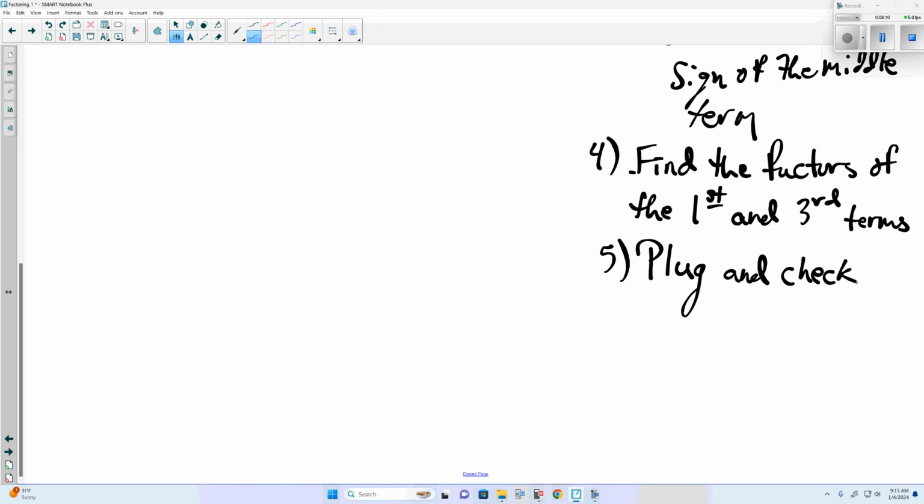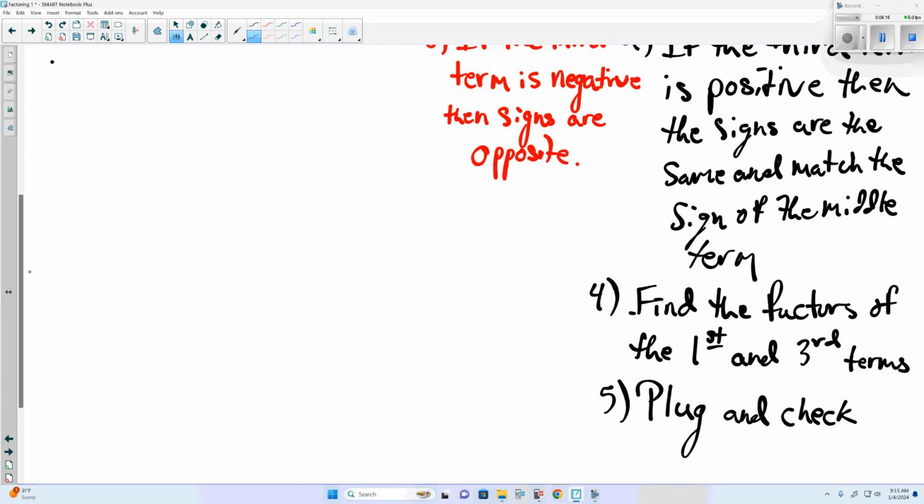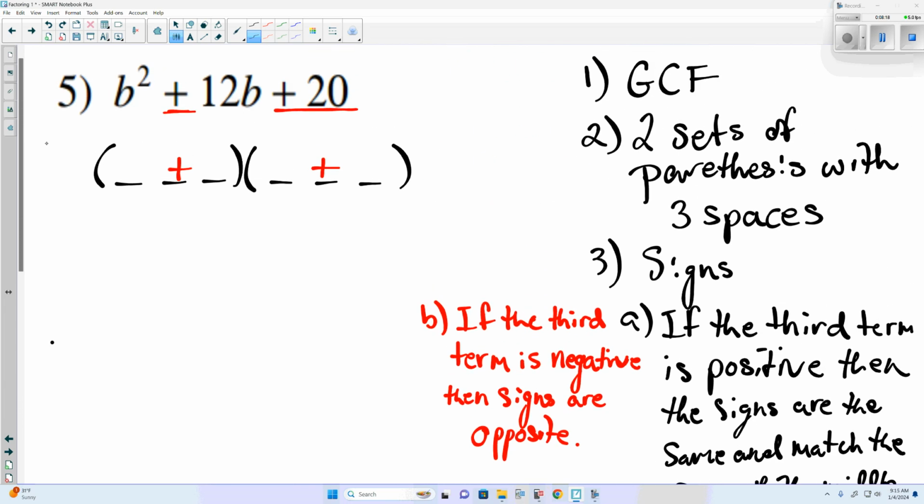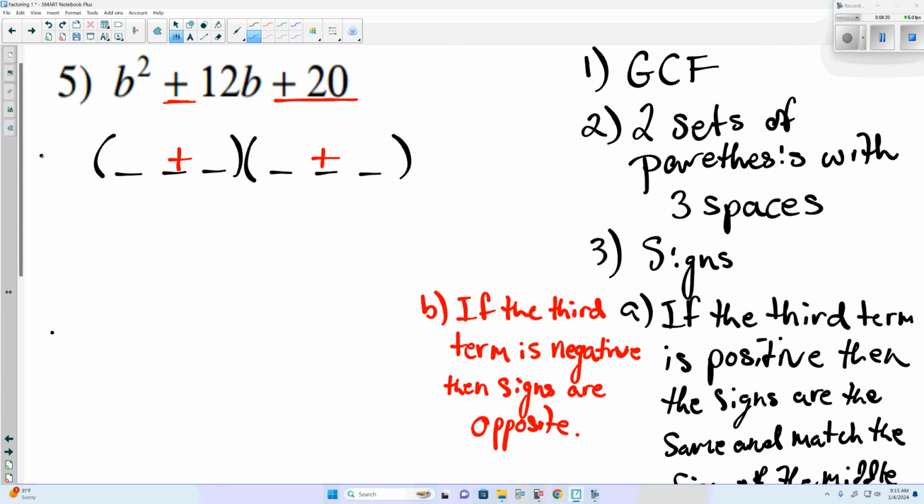We're ready to find factors, plug and check. So let's scroll back up. If we look at this here, factors of the first and third term. Factors of our first term are the factors of b squared: b and b. Those are the only factors of b that we're going to be able to use.